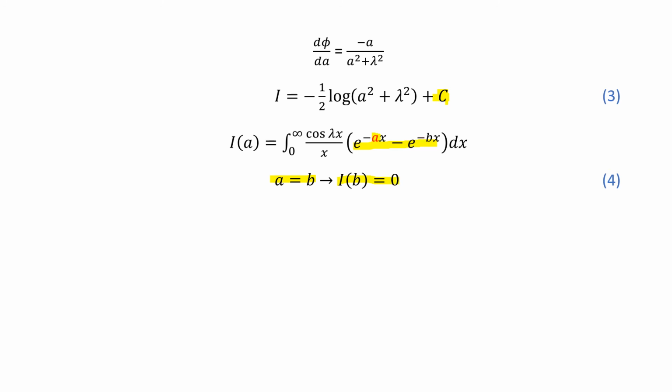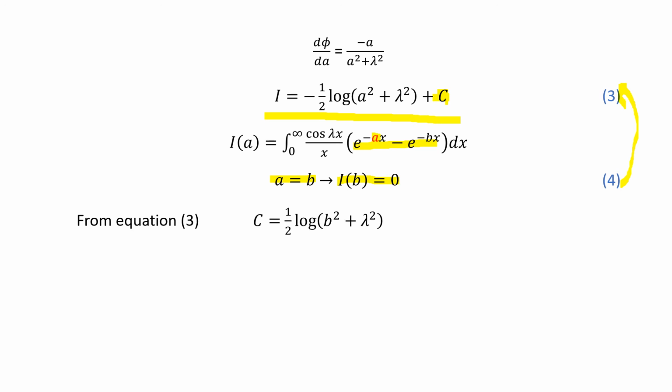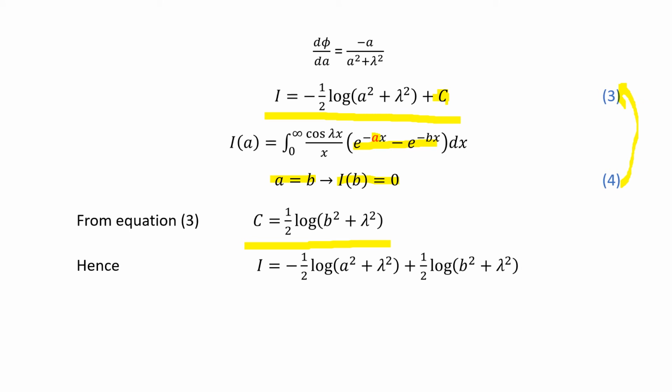Now apply this fourth condition in your equation number 3 to get the c value. So here if we apply this condition, then I equal to 0, and here instead of a we have to put b. So we will get c value as 1 upon 2 log of b square plus lambda square. Now just put this c value back into the equation number 3. So you will get I equal to minus 1 upon 2 log a square plus lambda square plus 1 by 2 log b square plus lambda square.